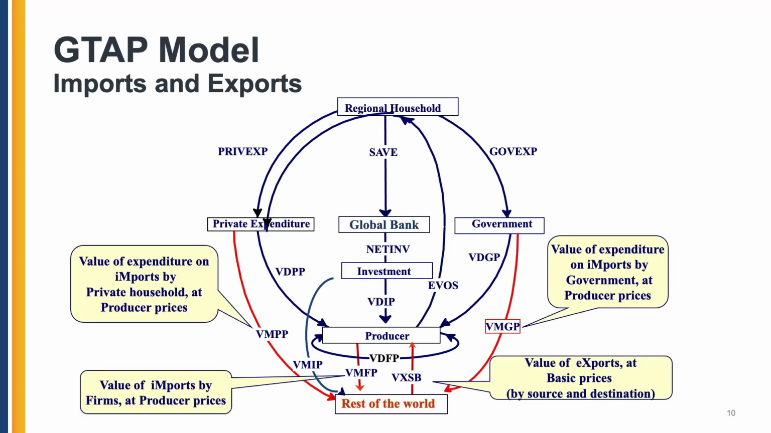In terms of our circular flow economy picture, we can handle this fairly easily. So we take the circular economy that we had that went from regional household down to producer, and we add one box down at the bottom, and we call it the rest of the world.